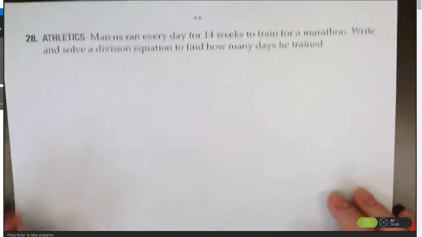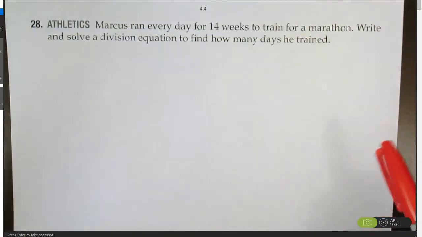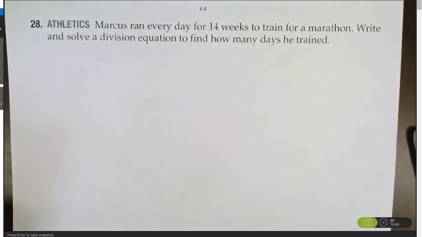28, Marcus ran every day for 14 weeks to train for a marathon. Good for you, Marcus. Write and solve a division equation to find out how many days he trained. All right, let's see here. I'm taking it back for a second. Marcus ran every day for 14 weeks to train for a marathon.